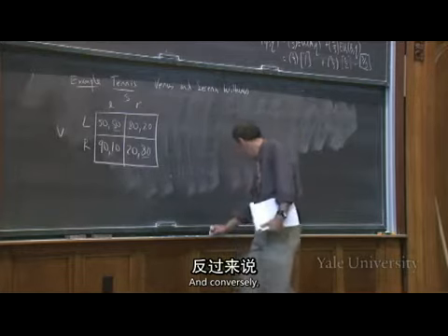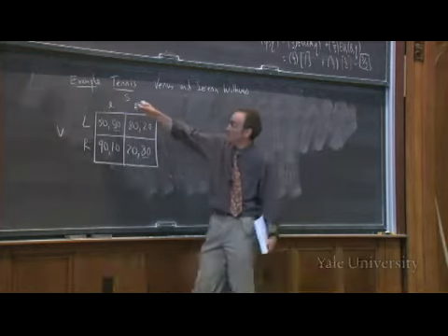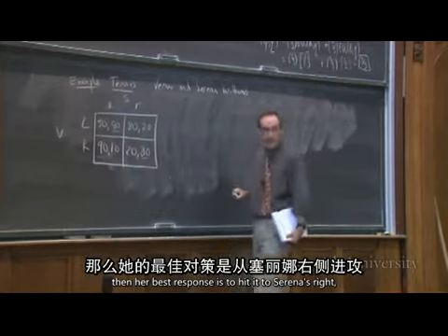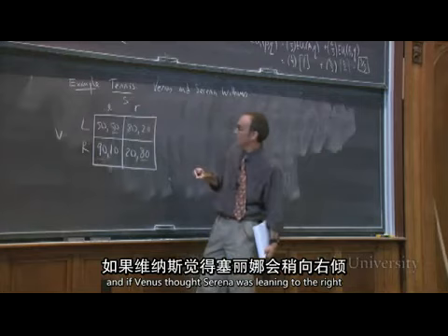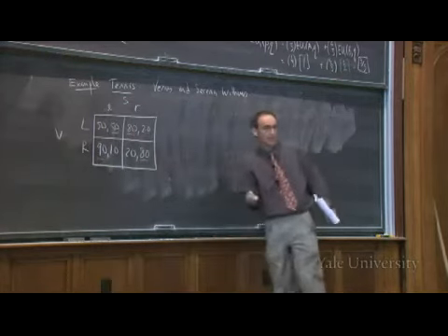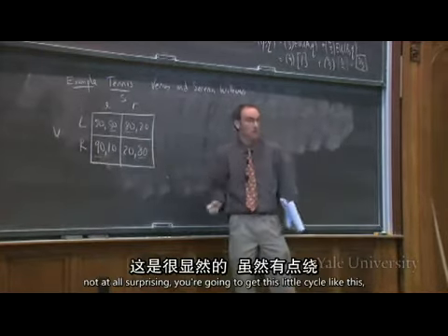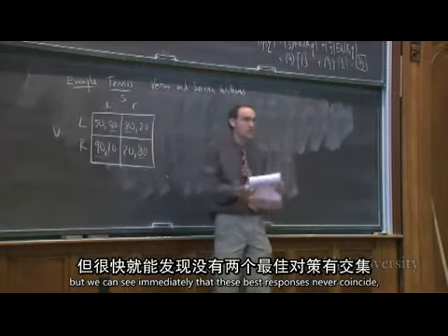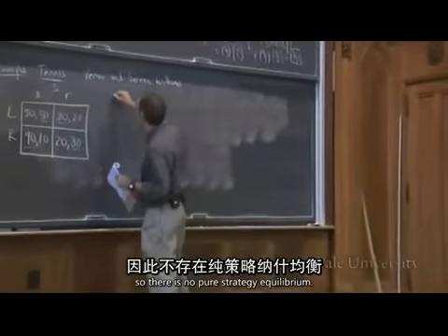All right, and conversely, if Venus thought that Serena was cheating a bit to the left, then her best response is to hit it to Serena's right. And if Venus thought Serena was leaning to the right, then Venus's best response is to hit it to Serena's left. Okay? So I think that's not at all surprising when you think about it. It's not at all surprising you're going to get this little cycle like this. But we can see immediately that these best responses never coincide, so there is no pure strategy equilibrium.